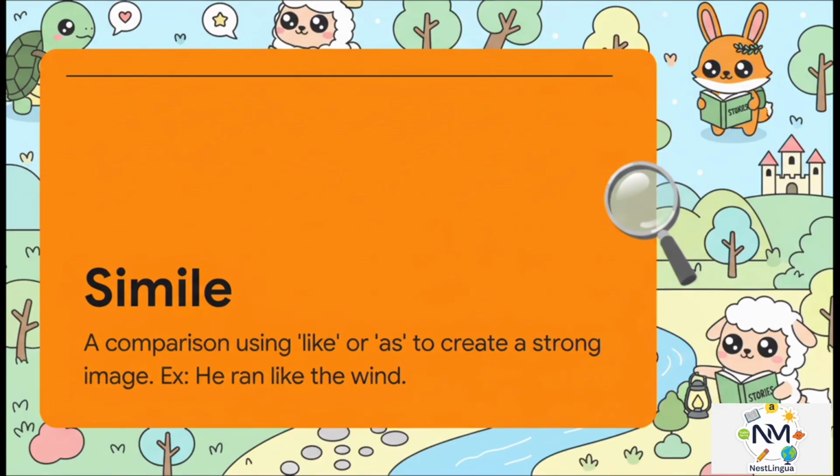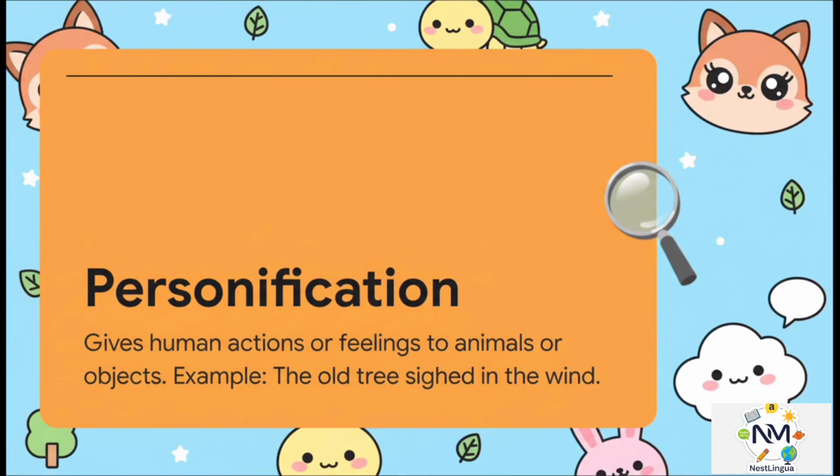So instead of just he ran fast, you say he ran like the wind. See the difference? Next, we have personification. This is a big one for fables. It's when you give human actions or feelings to animals or even objects. This is literally how your animal characters get to talk and think. You could even say something like, "The old tree sighed in the wind." It just brings everything to life.